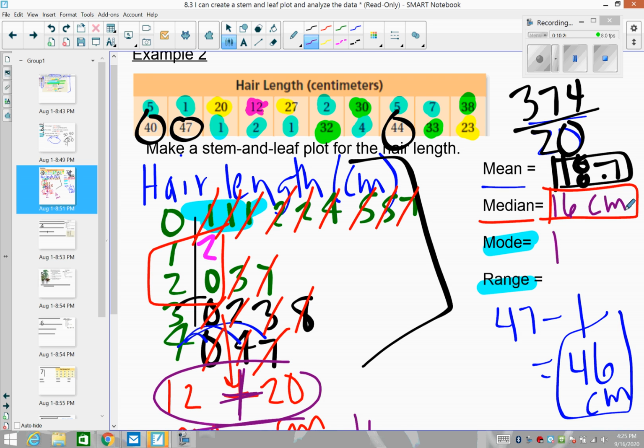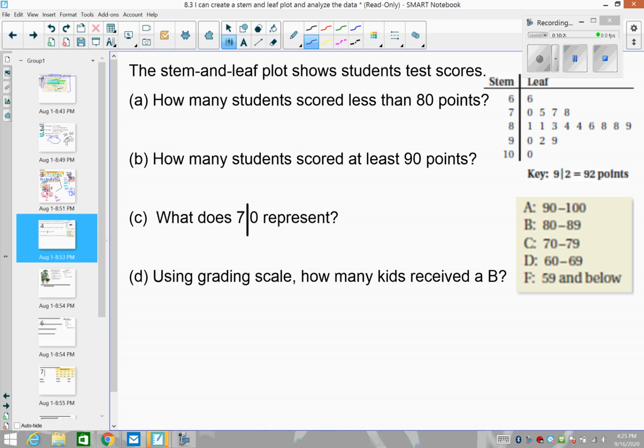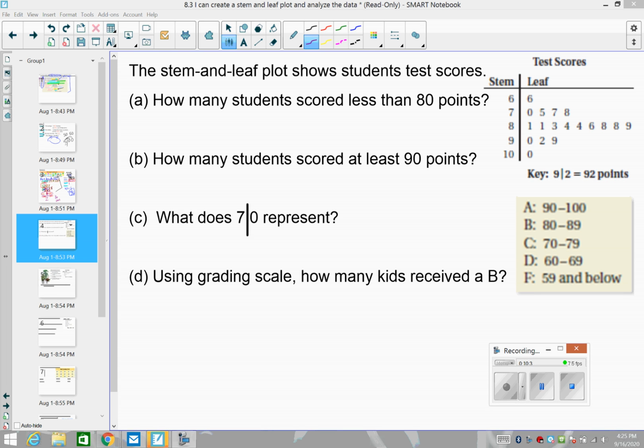Awesome. So let's take a look at some questions that we analyze here on stem and leaf plots. If we look right here at the stem and leaf plot, it says how many students scored less than 80 points. So we're really talking about the data points of 66, 70, 75, 77, and 78. Those students all scored less than 80 points. So I would say 5 students scored less than 80 points. We're talking test scores. Pause the video if you're confused. You need to count them up.